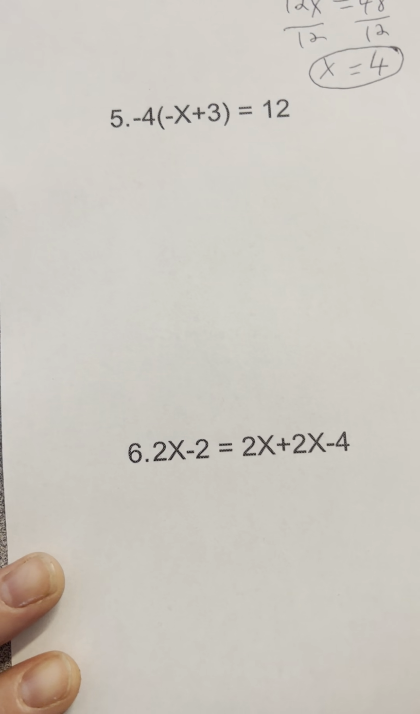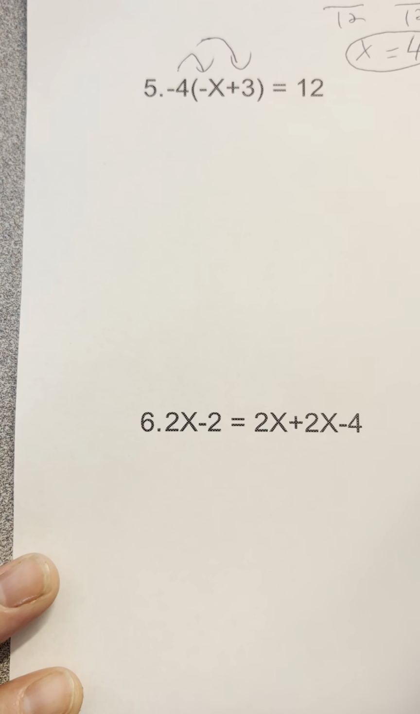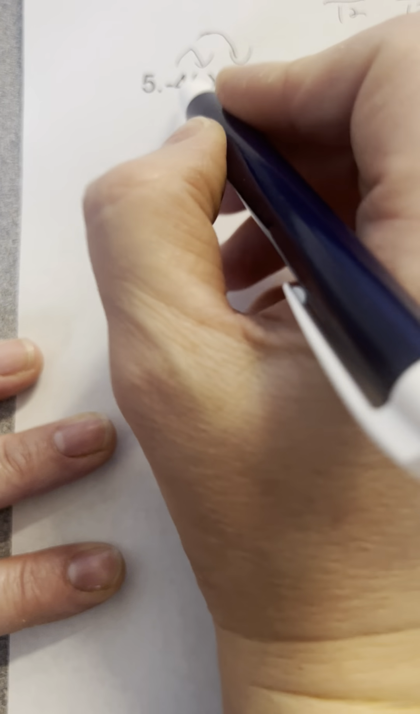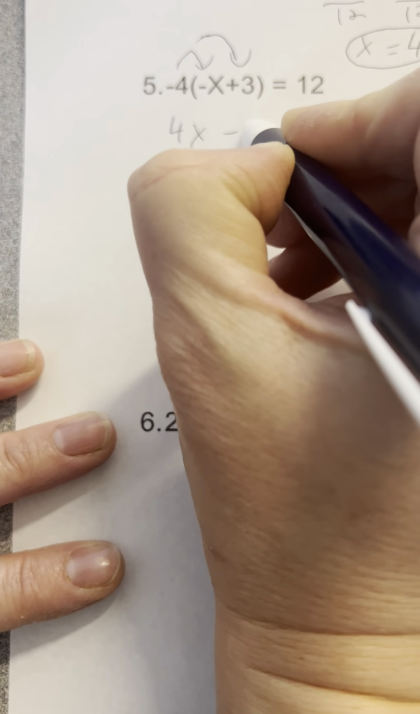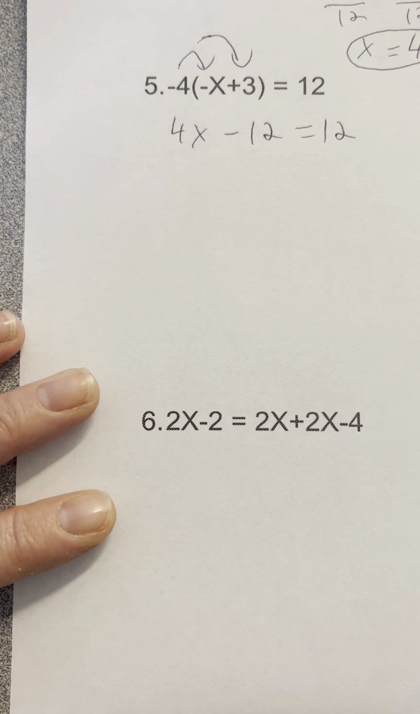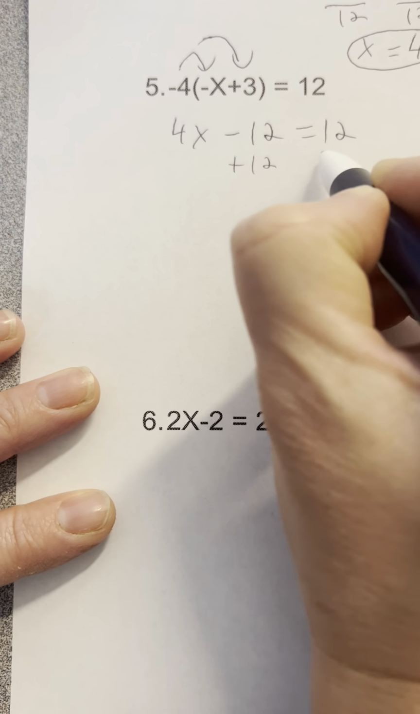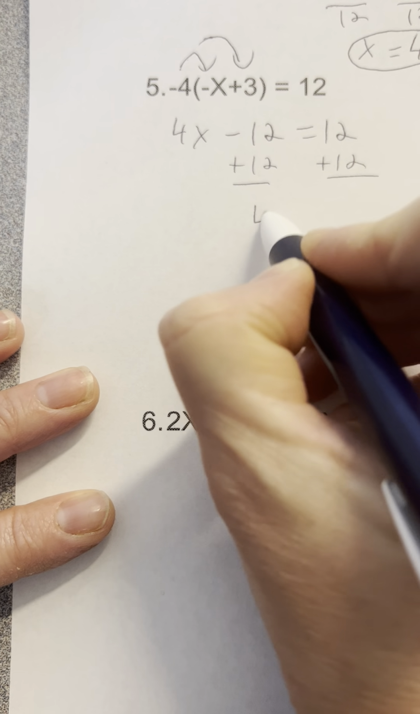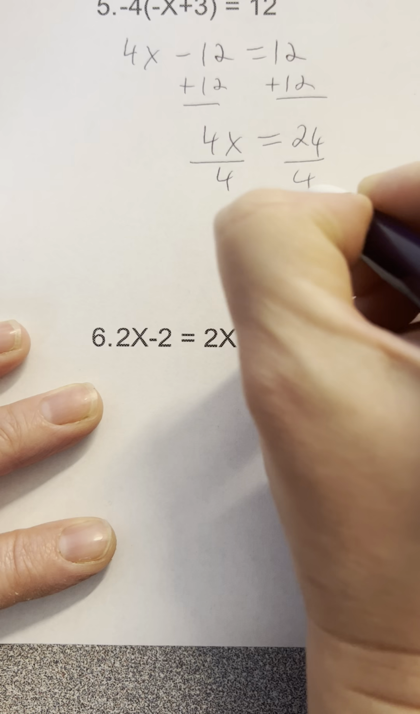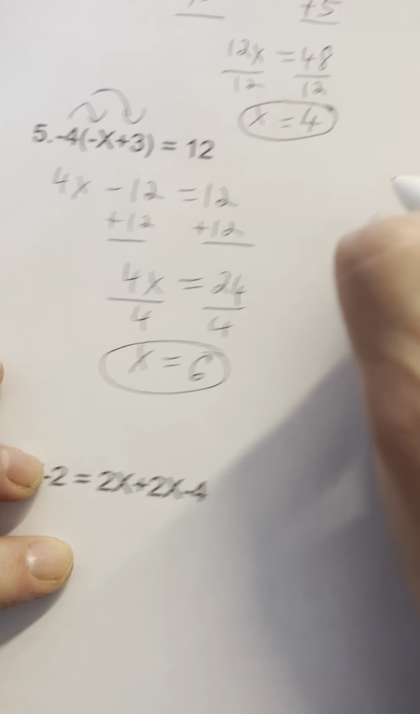Okay, number 5 is a little easier. What we're doing here is just using the distributive property, and then we're going to solve for one variable, because there's only one x. Okay, negative times negative is positive, so 4x minus 12 equals 12. Now we are going to take care of the negative 12, so plus 12 to both sides. Okay, you get 24. And last step, divide by 4. Okay, let's check our answer real quick.